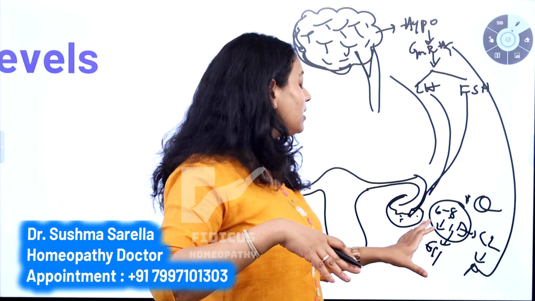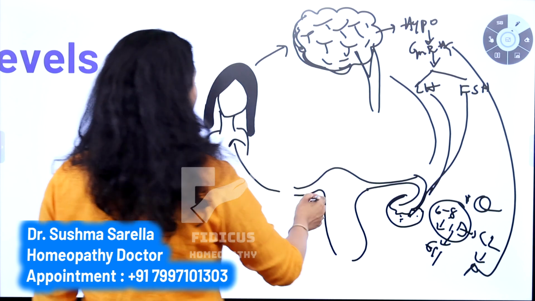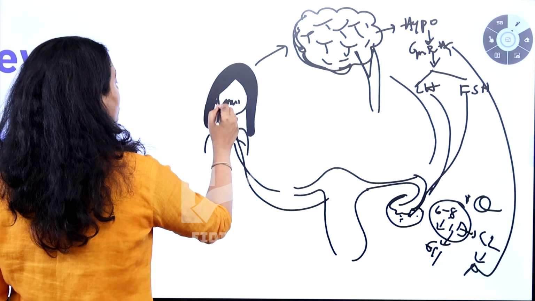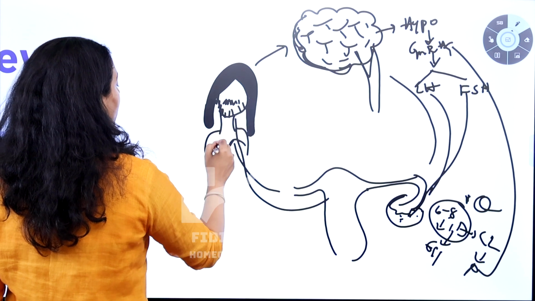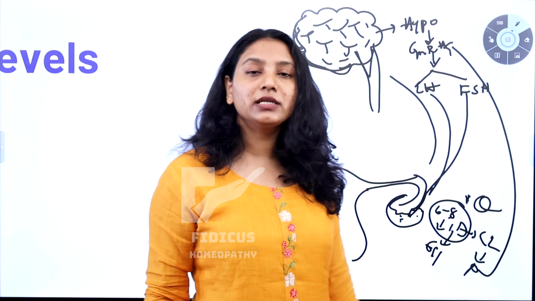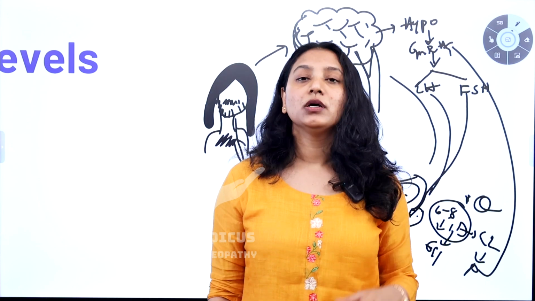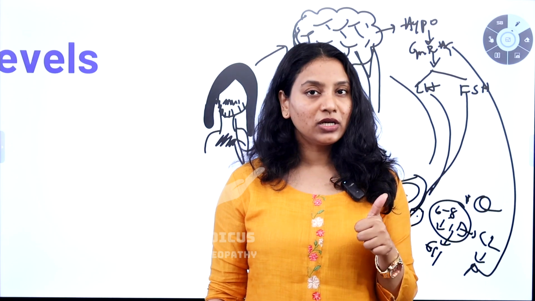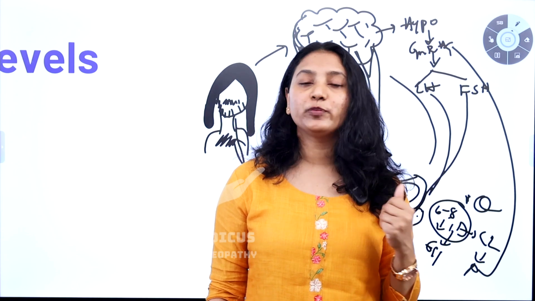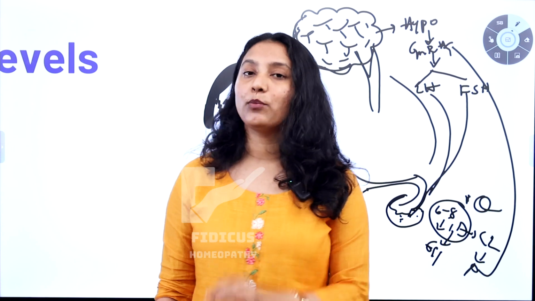So this is a cycle, and whenever there is an increase of this androgen hormone, the girls will develop a mustache, sideburns, beard, and hair on the chest also. So this is the whole pathology that is running inside PCOS. So what you will understand: rise in GnRH, rise in LH, fall of FSH, fall of progesterone. This is very, very important.